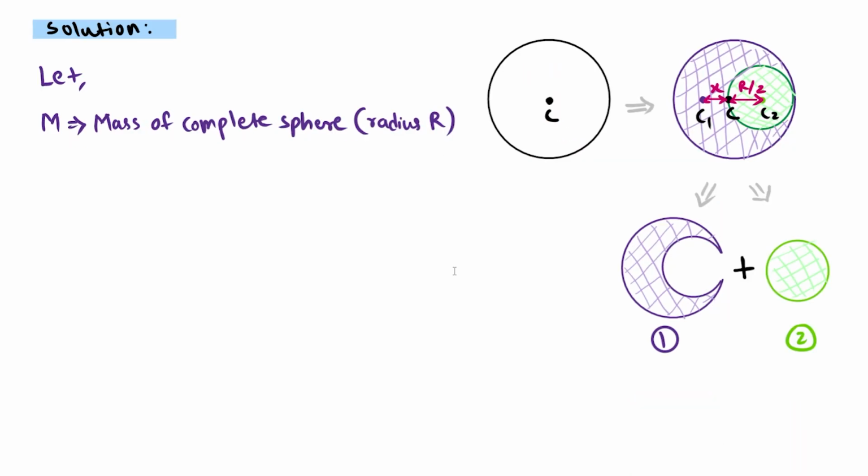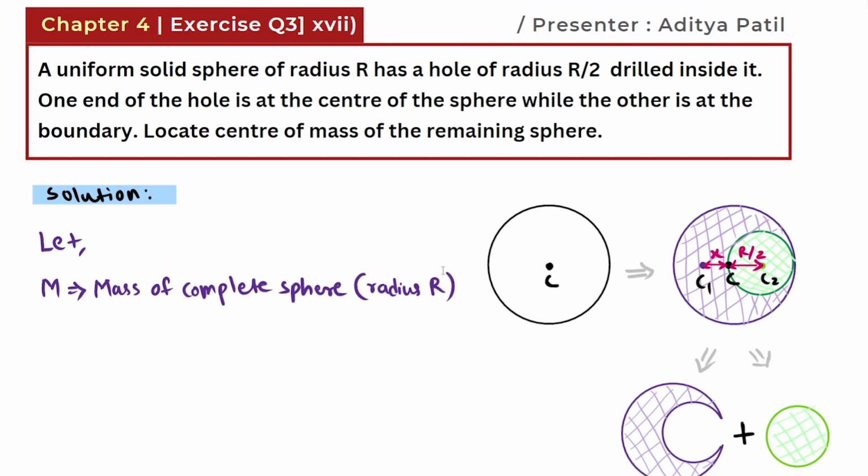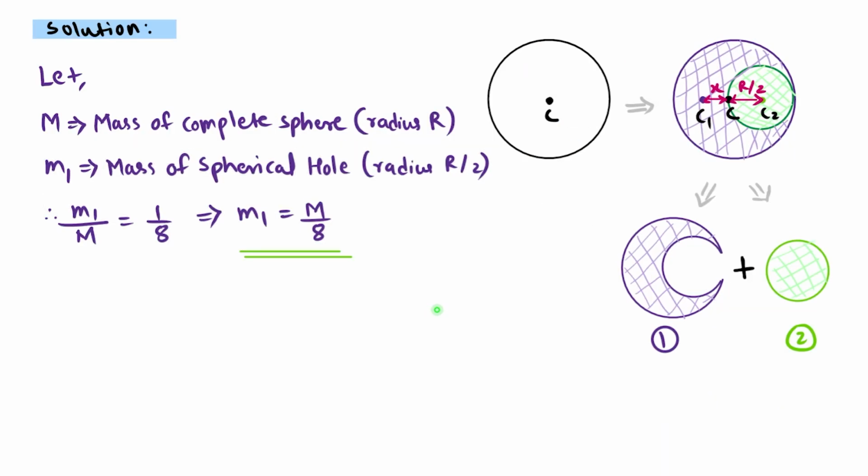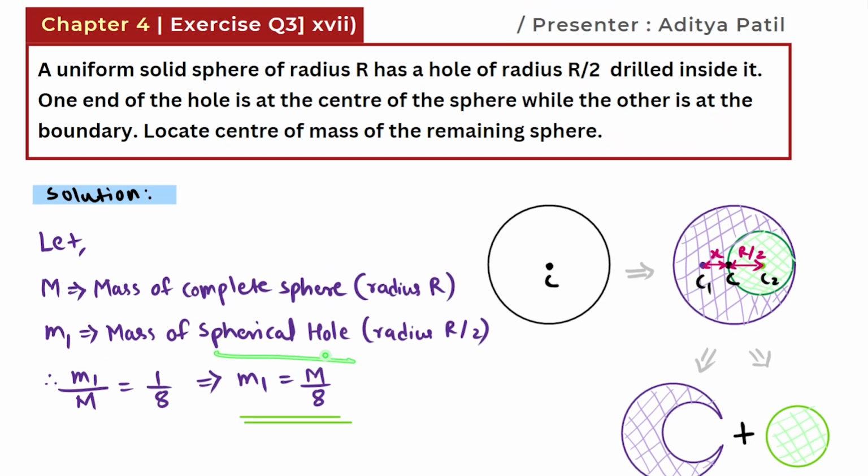So let's define certain quantities which we require to solve the center of mass question. सबसे पहले mass of the spheres. So we are saying कि let capital M represent the mass of the complete sphere whose radius is r. ठीक है. And the second thing what we are defining is कि let M1 be the mass of the spherical hole that's been carved out whose radius is r by 2.